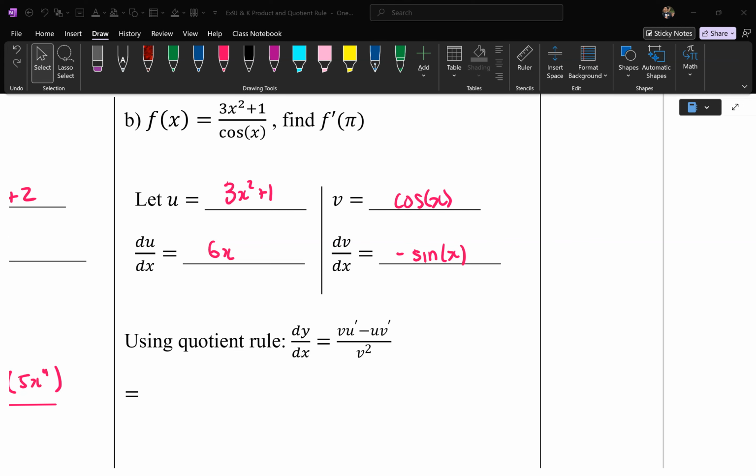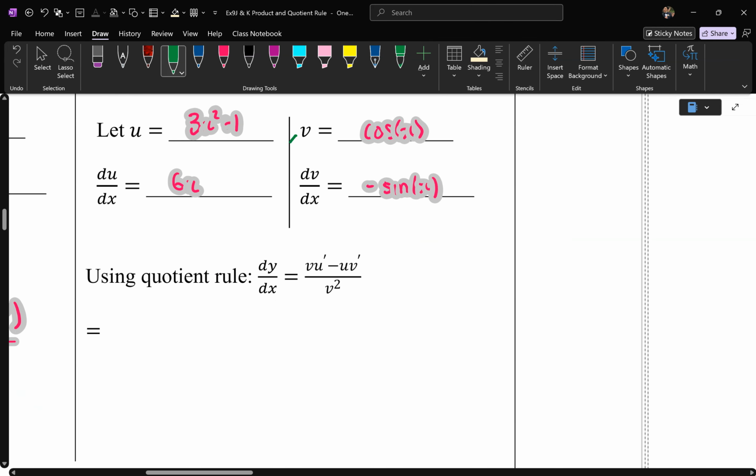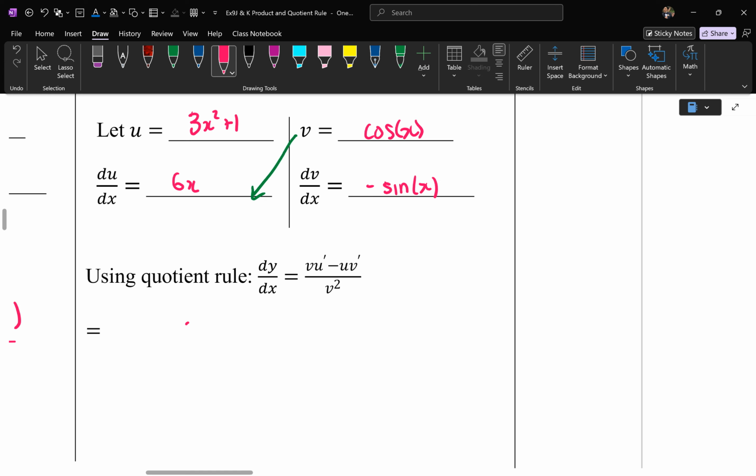Let's pause and see what you guys got. You should have got VU dash. Let's go V times U dash, so you would have got 6x times cos of x, minus UV dash, so U times V dash. So negative and negative is plus 3x squared plus 1 times sine of x.